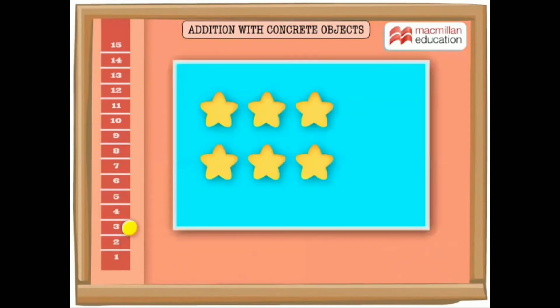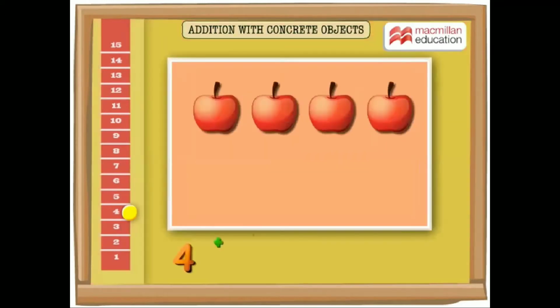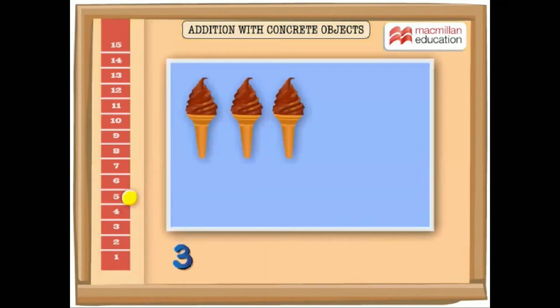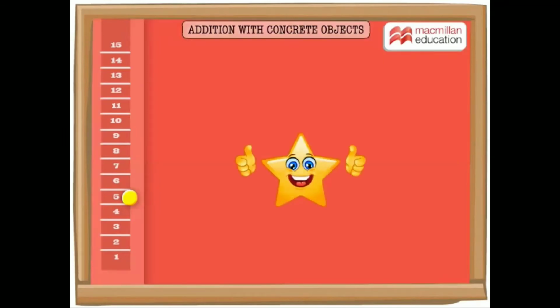5 kites. 6 stars and 1 star make 7 stars. 4 apples and 2 apples make 6 apples. 3 ice creams and 3 ice creams make 6 ice creams. Great job!